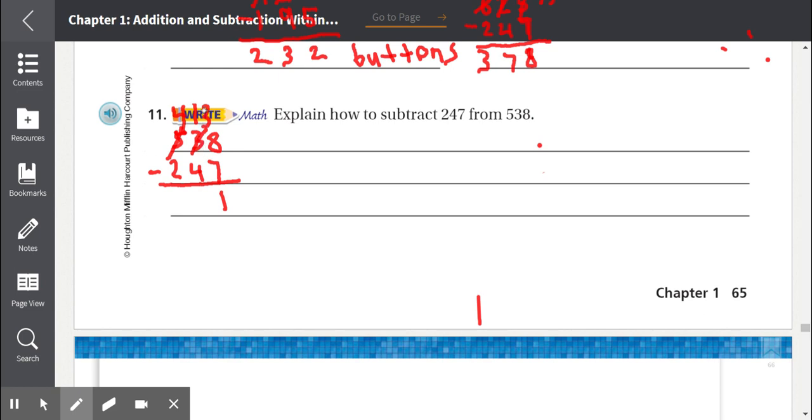Now 13 minus 4 is 9. Now 5 minus 2 is no longer 5 minus 2, it is 4 minus 2. 4 minus 2 is 2. So 291.